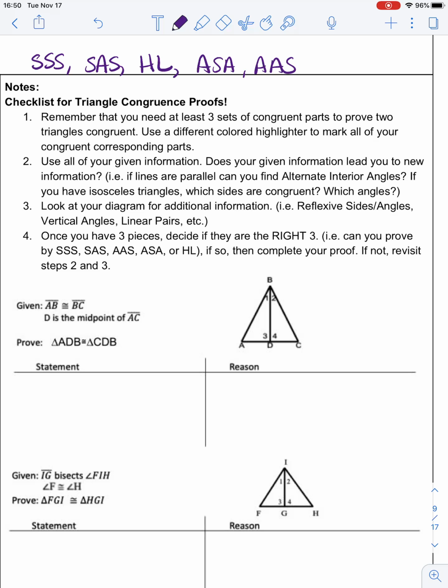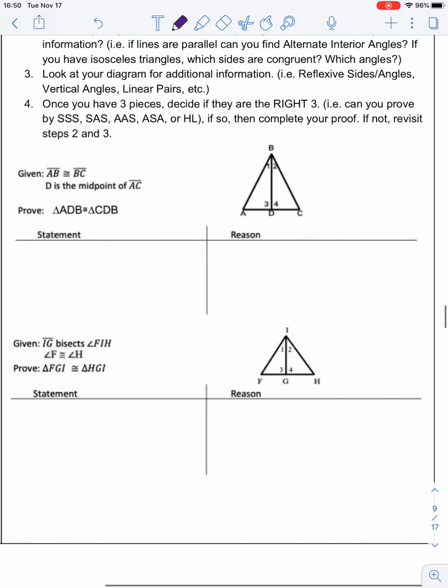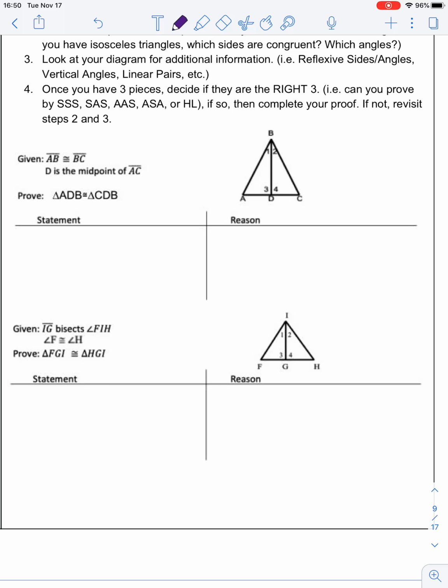Look at the given information, mark everything on the picture, and then look to see if there's anything else. Are there any reflexive sides? Are there any vertical angles? Are there any linear pairs? Anything that helps you to fill out the rest of the pieces of the triangles. Then, once you have the 3 pieces, and you need the right 3 pieces so that everything can be in the right order, then you can finish out your proof and prove what you were trying to prove.